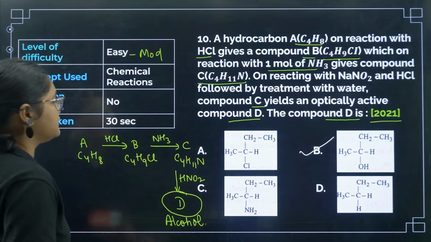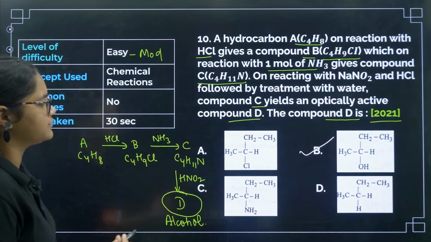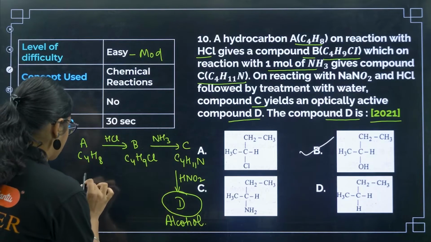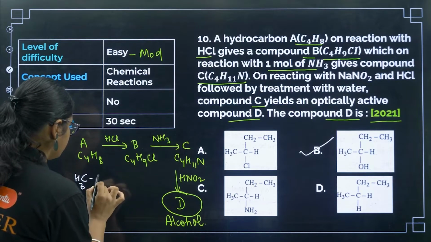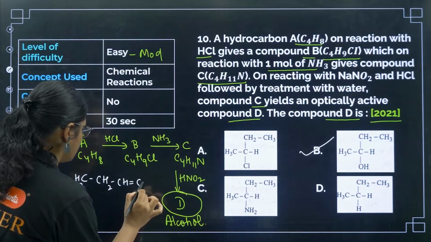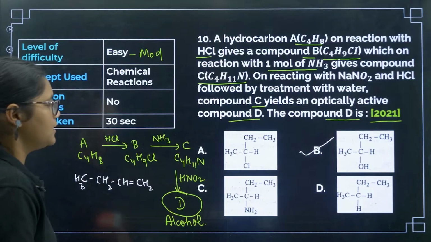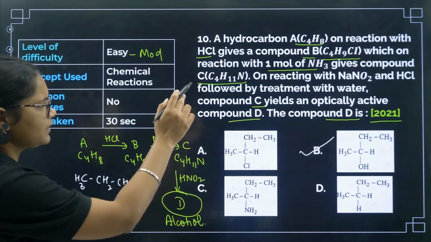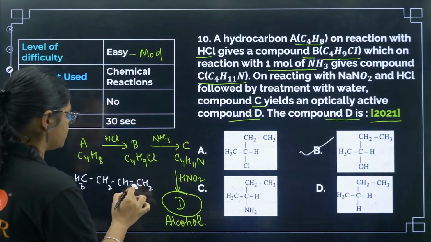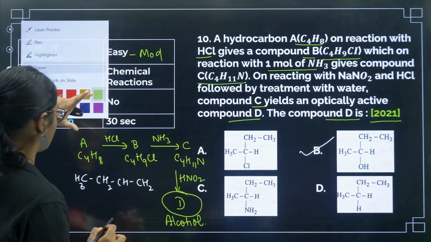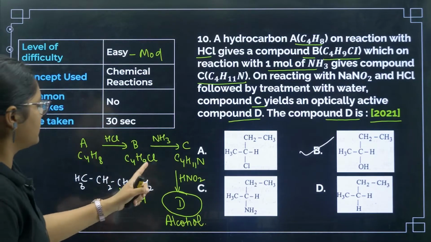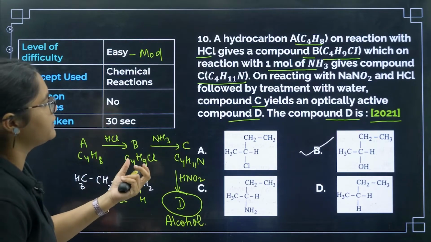So first of all, it is C4H8 and then treating with this one is giving you this compound. So we can think that A can be like this, CH3, CH2, CH double bond CH2. Now what happens? You treat it with HCl, so what will happen? There will be Markovnikov's rule, so one H and Cl will be added. So Cl will be added here and H will be added here. Next what we did, it was treated with ammonia.